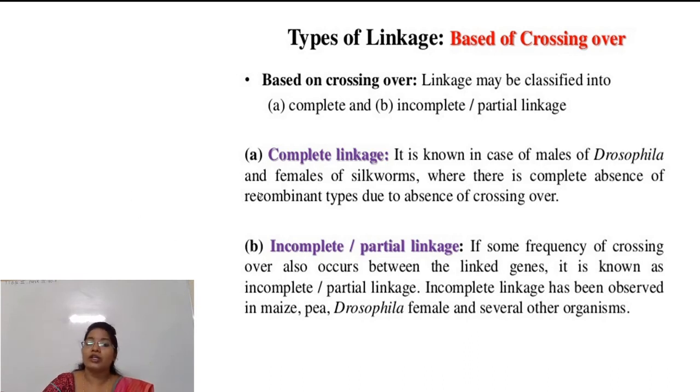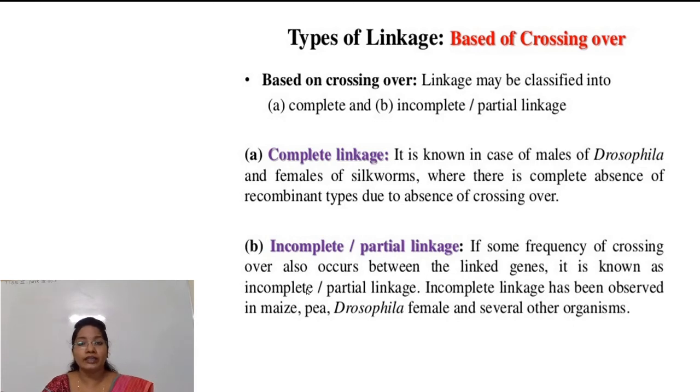Complete linkage is found in male Drosophila and females of silkworm. It is a type of linkage where there is a complete absence of recombination, that means there is no crossing over. So this type of linkage is called complete linkage.